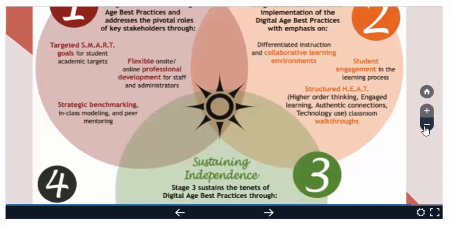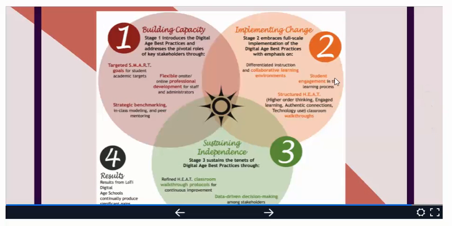Now let's go back up. In implementing change, you have full-scale implementation of the digital age best practices: student engagement, collaborative learning environments, and the structured HEAT. HEAT, H-E-A-T, stands for Higher Order Thinking, Engaged Learning, Authentic Connections, and Technology-rich Classroom. And then last, under sustaining independence, this is classroom walkthrough protocols for continuous improvement and data-driven decision making.